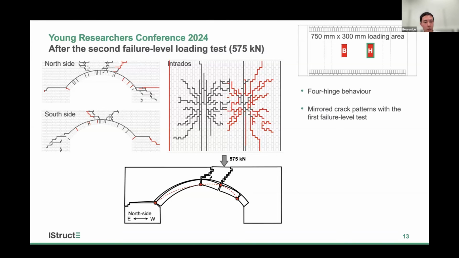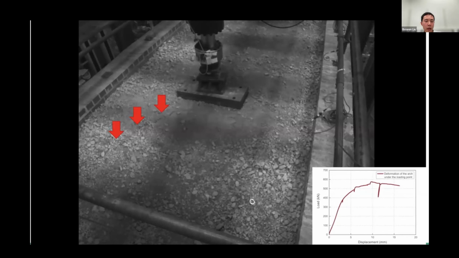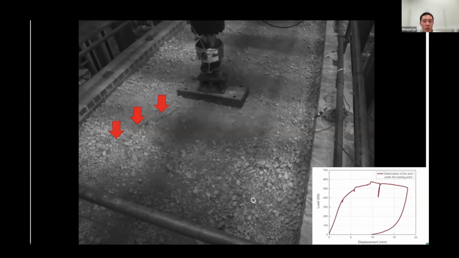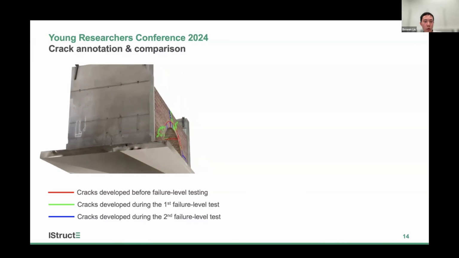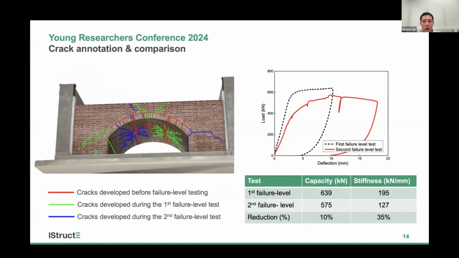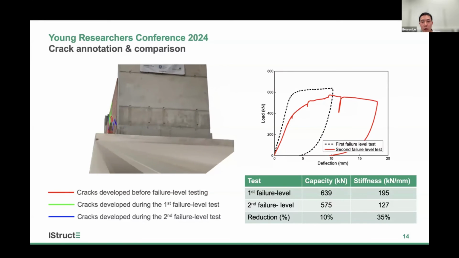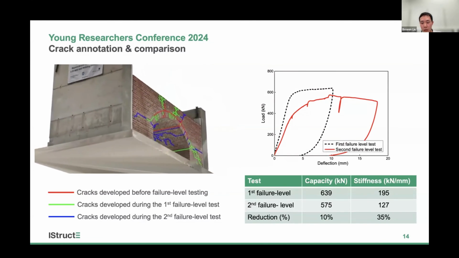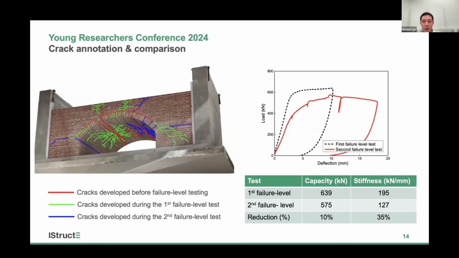Besides the cracks mentioned before, we also observed a diagonal crack open on the backfill surface. The crack starts from the loading platen and propagates diagonally, opening when the load approached its peak value. We noted these cracks in our photogrammetry model for better comparison. If we compare the 2 failure level tests, we can see the capacity of the bridge decreased only slightly, by 10%, from 639 kilonewton to 575 kilonewton. But the stiffness of the bridge decreased significantly, by 35%.